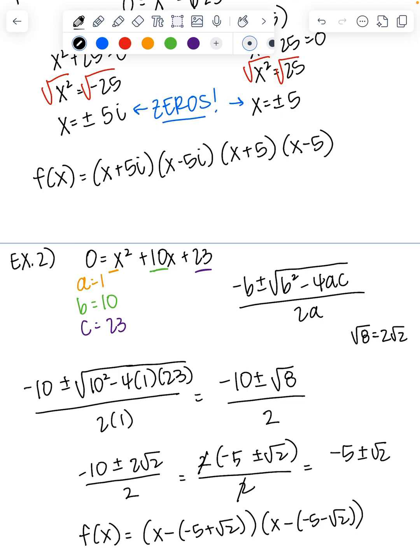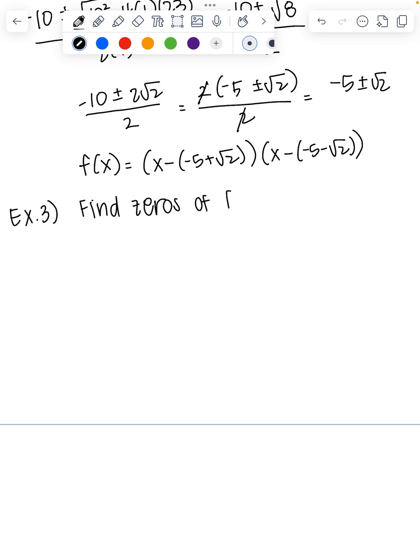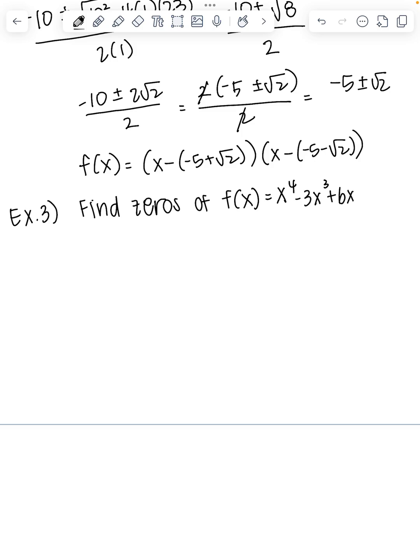Okay, now our last example that we're going to do will be a bit longer, okay? And what we have here is example 3, which is find zeros of f of x is equal to x to the power of 4 minus 3x cubed plus 6x squared plus 2x minus 60.